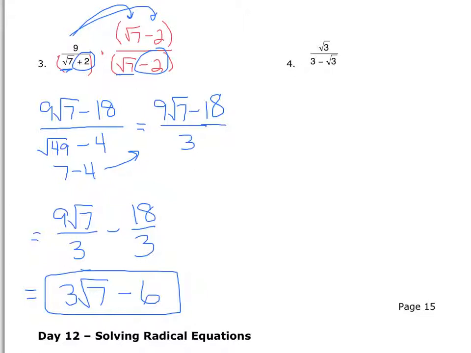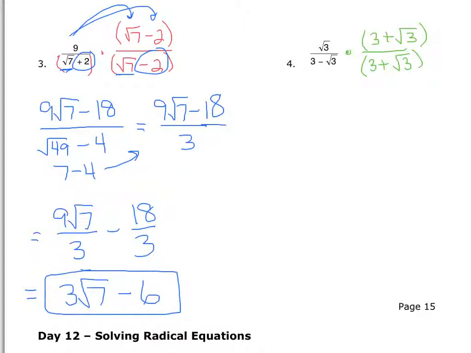Let's take a look at one more example. Example number 4. My original denominator is 3 minus radical 3. So the conjugate is going to be 3 plus the square root of 3. And again, if I multiply that on the bottom, I need to also multiply the top by the same thing in order to keep this balanced.